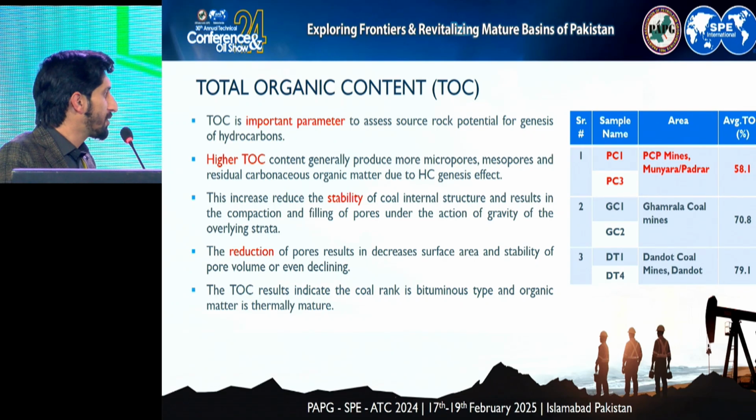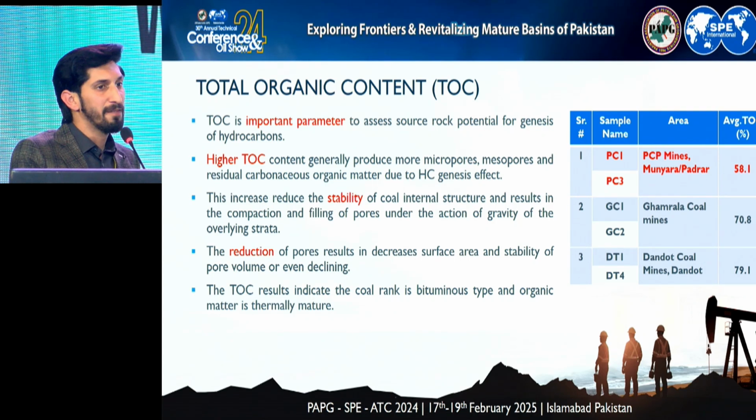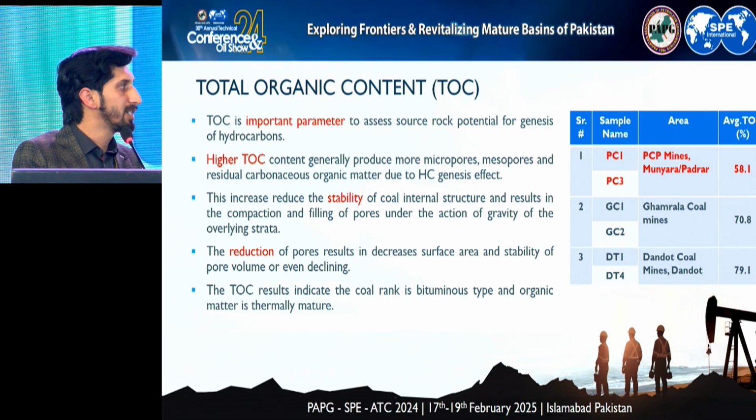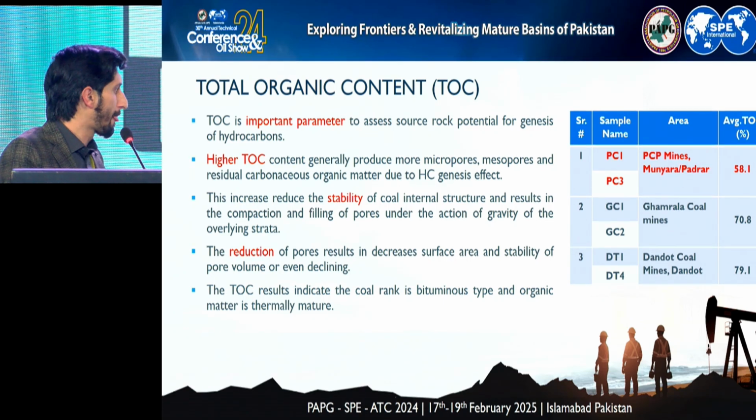The TOC results indicate the coal rank is bituminous type and organic matter is thermally mature. In our samples, the PCP mines have an average TOC of 58.1% and Gamrala coal mines have an average TOC of 70.8% and Dundot coal mines have an average TOC of 79.1%.